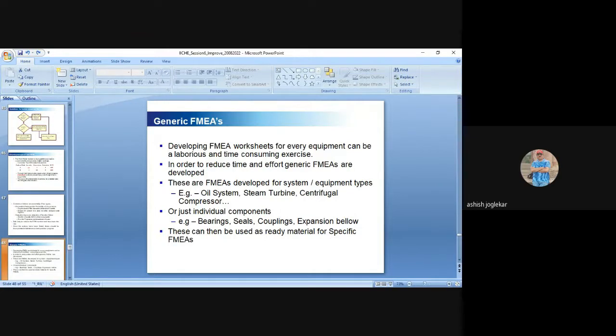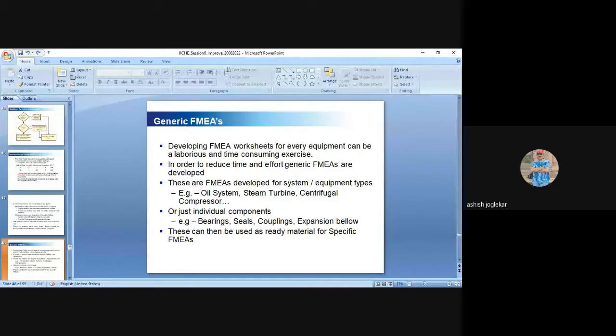So developing FMEA worksheets for equipment can be a time-consuming exercise. So what industries like the automotive industry or the tool making industry do is generally keep the FMEAs handy when they are doing a process. So if you have an FMEA for, say, a centrifugal pump, you have a pump in the company. So on the pump, they will prepare a generic FMEA, but it can be referred to by anybody. Now, what are the generic failure modes of a pump?